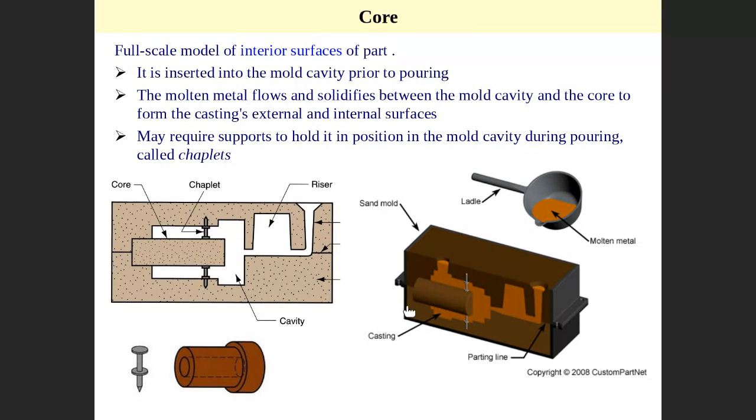The chaplet is made of the same material as the liquid material. If you cast steel, you put steel. If you cast aluminum, you put aluminum, and so on.